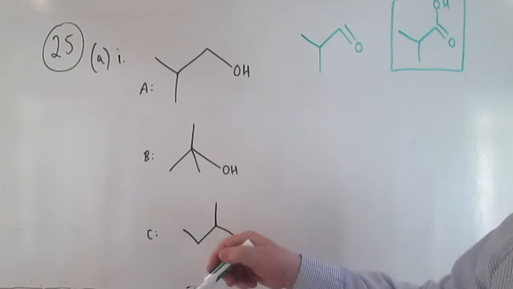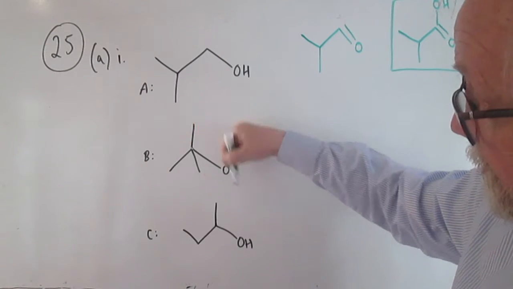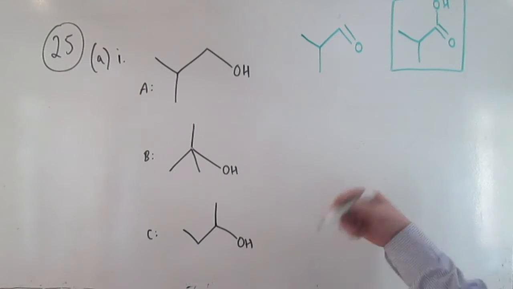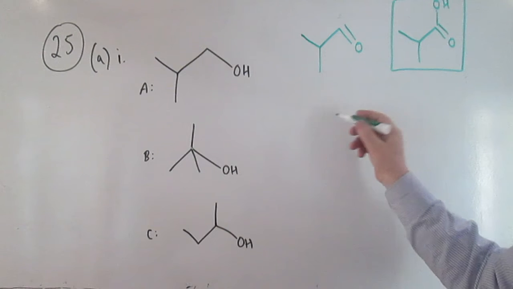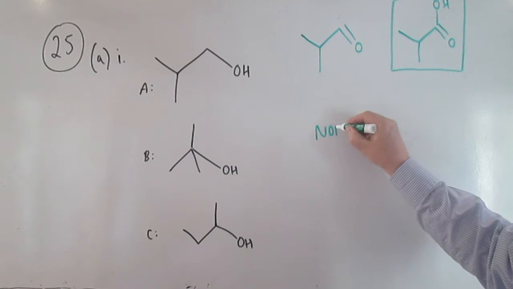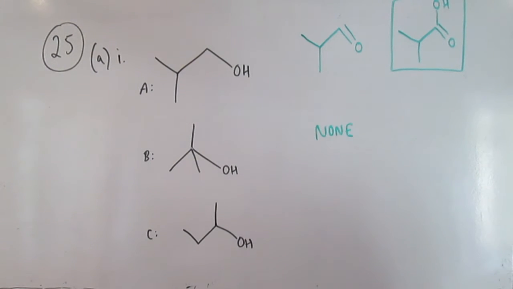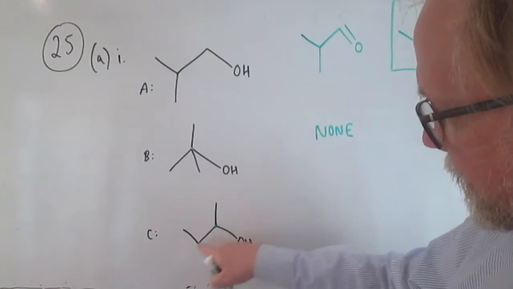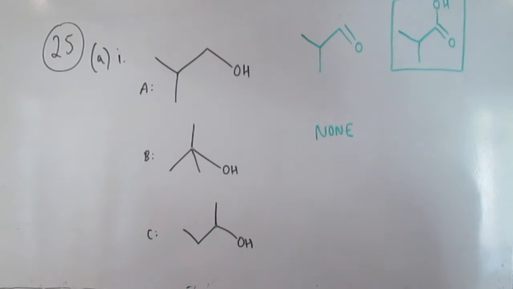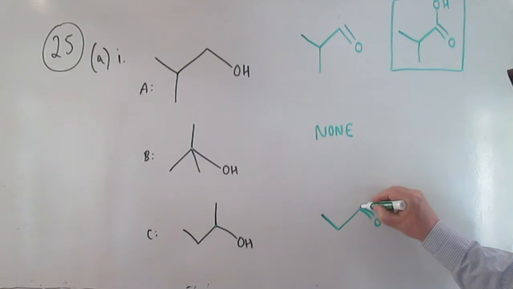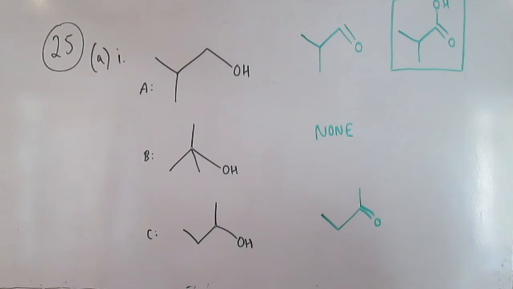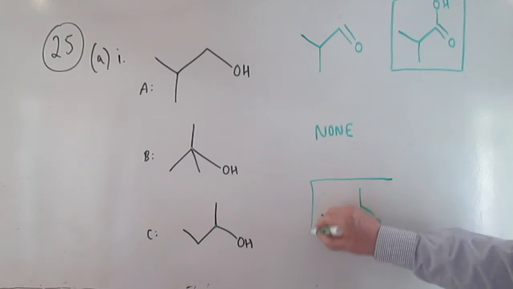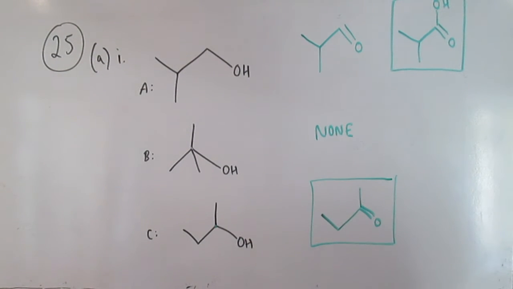B, that one's a tertiary alcohol, because the carbon with the OH has three other carbons attached, and tertiary alcohols can't be oxidized by aqueous acidic dichromate, so it tells you to write none if there's no product there. C, that one's a secondary alcohol, because the carbon with the OH has two other carbons attached. Secondary alcohols can be oxidized to ketones, which just changes that into a double bond O, and that's as far as they can go. No further oxidation is possible, so that is the correct answer for C.